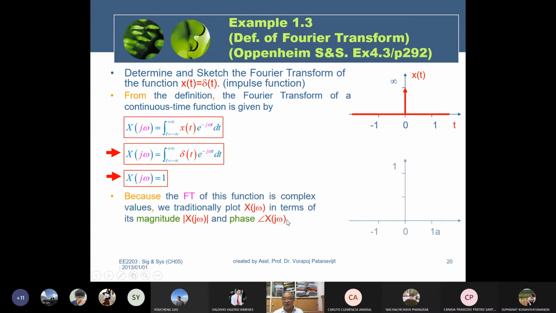Therefore, the Fourier transform of this function is a real number. In this case, the magnitude is equal to 1, which means it is flat here. The Fourier transform comprises only the real part, therefore the phase of them is 0 everywhere. Due to no imaginary value, the phase of the Fourier transform of x(t) is 0.